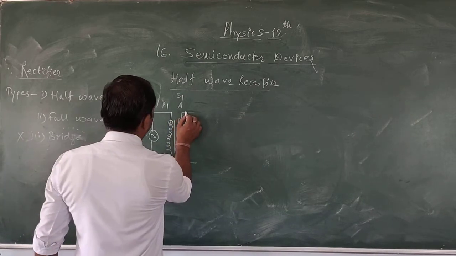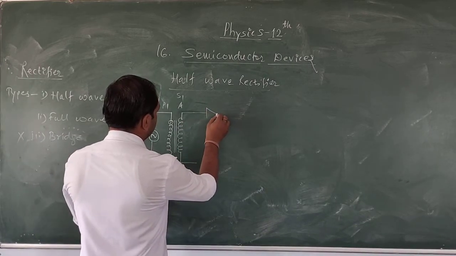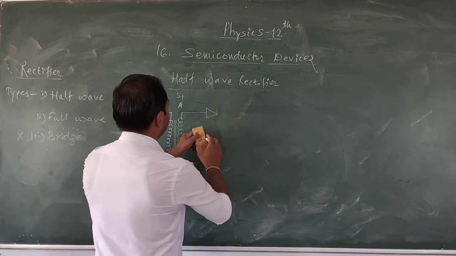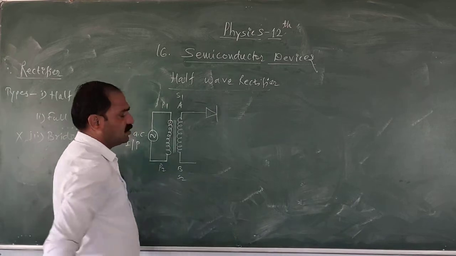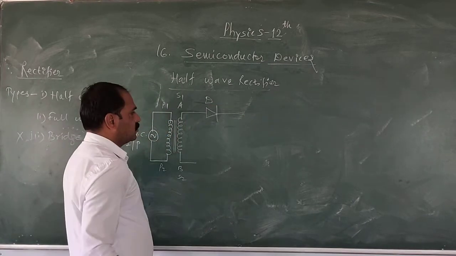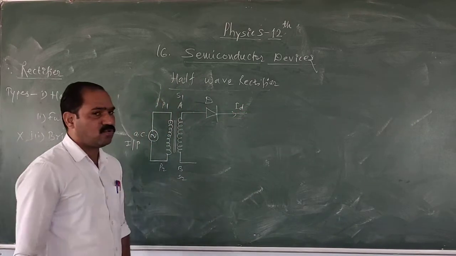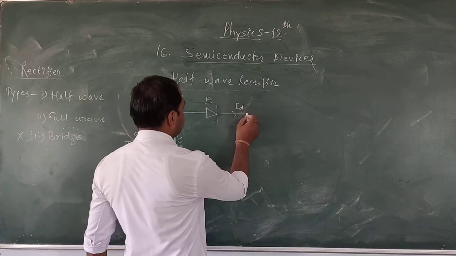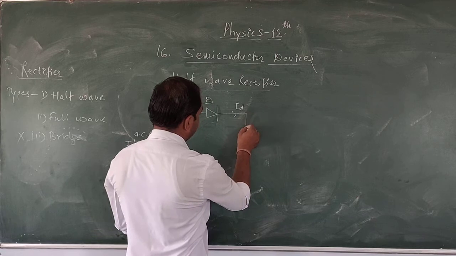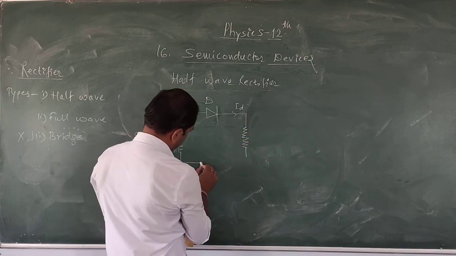So here a single diode is connected to the point A or the terminal A, that is the S1 of the transformer. This is the diode symbol. The diode is D. Current flowing to the diode is ID, and in series to this diode, here is the load resistance RL is connected. Load resistance RL is connected.